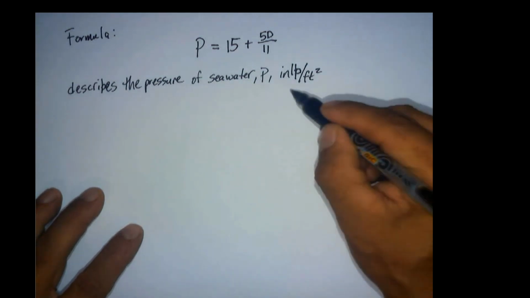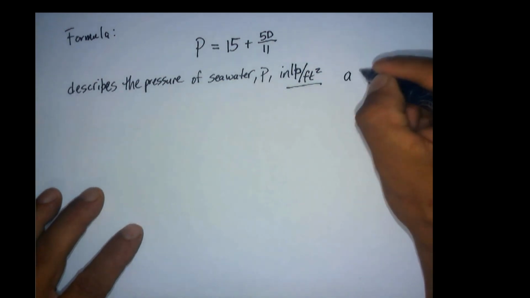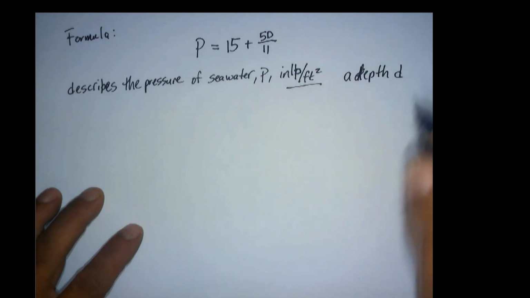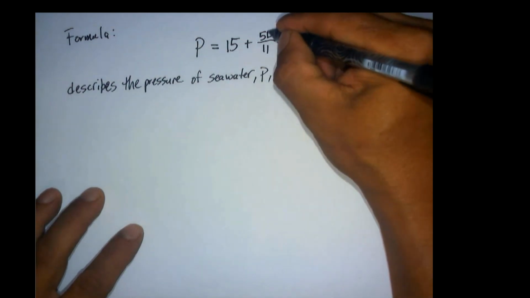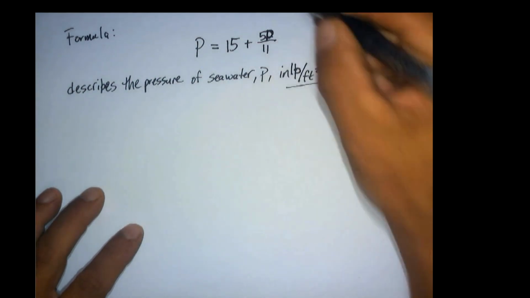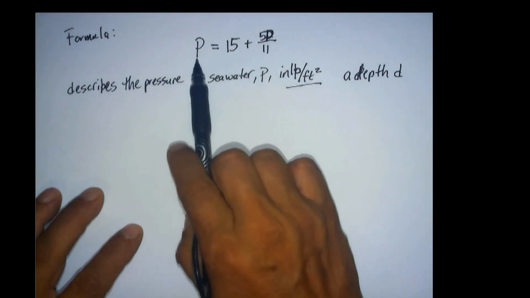This really doesn't matter. The units don't really matter right now. At a depth, D. And this is a D, not a 0. So as you get deeper, even though there's a denominator there, P is going to get bigger. There's going to be more pressure as you go deeper.